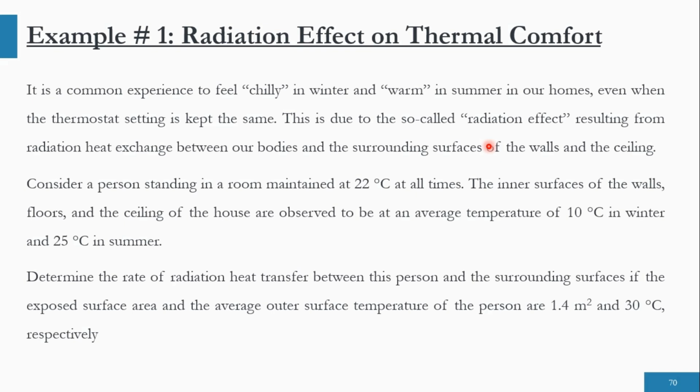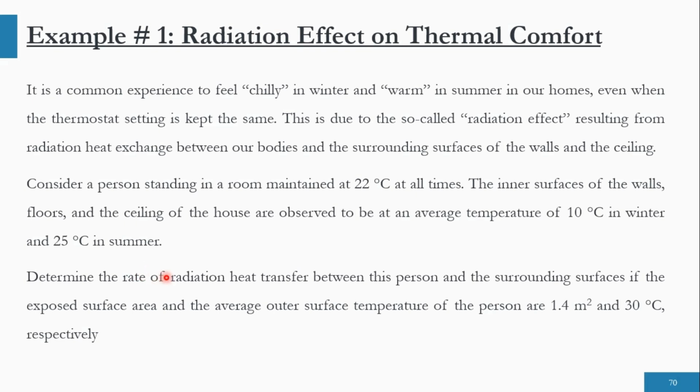This is a basic intro of today's activity. Let's assume a person is standing in a room whose temperature is maintained at 22 degrees centigrade at all times. The inner surfaces of the walls, floors, and the ceiling of the house are observed to be at an average temperature of 10 degrees centigrade in winter and 25 degrees centigrade in summer. So the person's temperature and the surrounding temperature are provided to us: the surrounding temperature for winter is 10 degrees centigrade, while for summer it is 25 degrees centigrade.